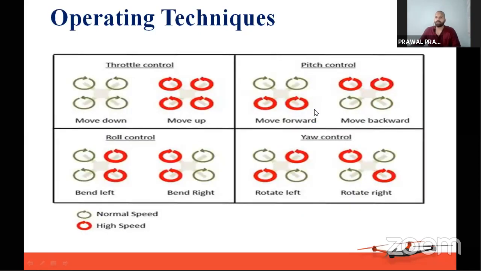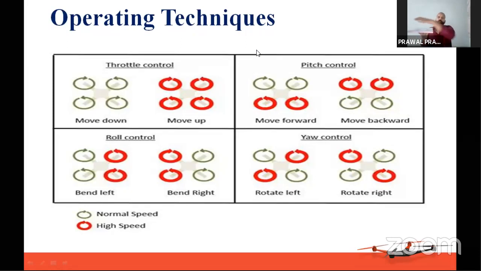Apart from this, when I'm talking about the movement, these are the four motors. Wherever you can see these circles, those are the motors. The green circle represents normal speed, and red represents high speed. Just imagine this is a drone and these four corners are the motors.